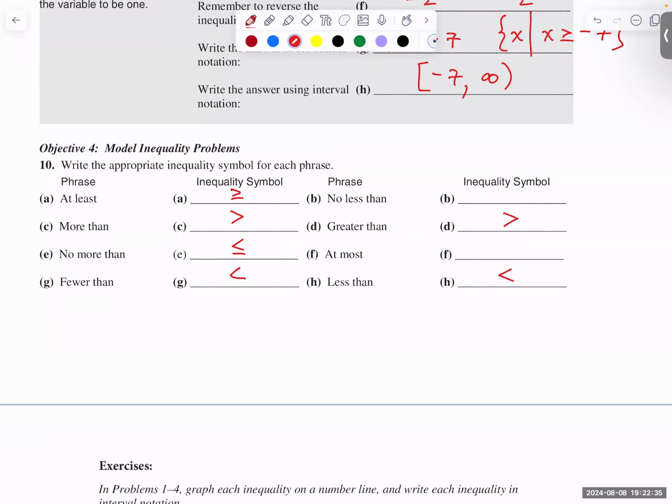Part B, no less than. So that's just like not less than, so it has to be greater than or equal to. So numbers that are greater than or equal to will be not less than a given value.